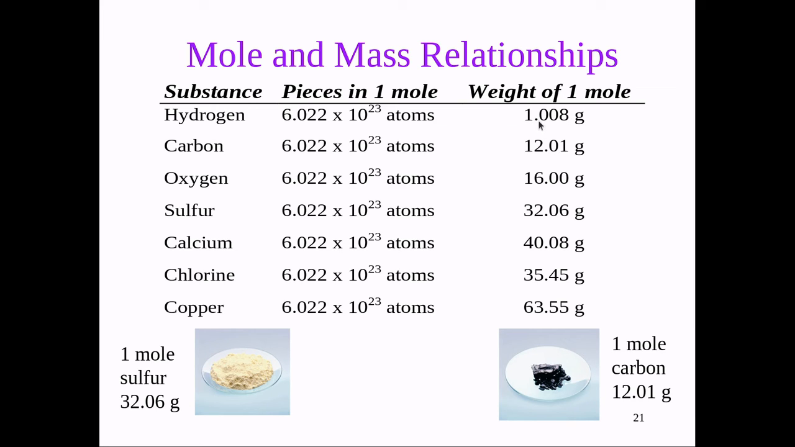This hydrogen is going to weigh 1.008 grams. Carbon's going to weigh 12.01 grams, and so on and so forth, where each of these are the same as their atomic masses if you look them up in the periodic table. And visually you can see that a heavier atom like sulfur is going to be larger than a lighter atom. 1 mole of sulfur is going to be visually more than 1 mole of carbon because it's heavier.